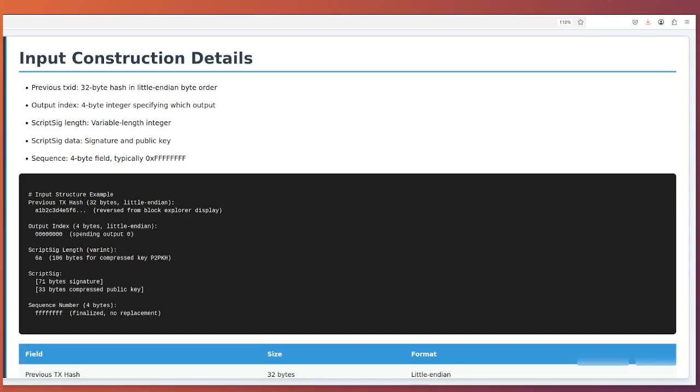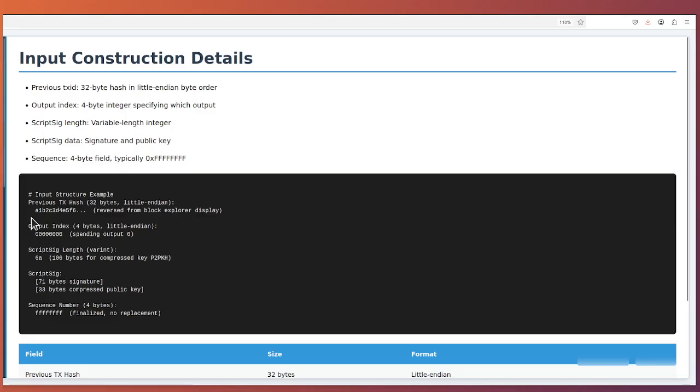Input construction details. The construction of transaction inputs in P2PKH transactions requires careful attention to detail, as each field must be formatted precisely according to Bitcoin's consensus rules. Any deviation will result in the transaction being rejected by the network. Let's examine each field that comprises a transaction input.